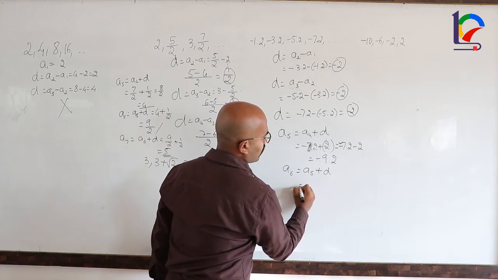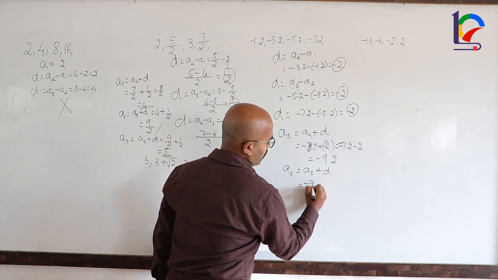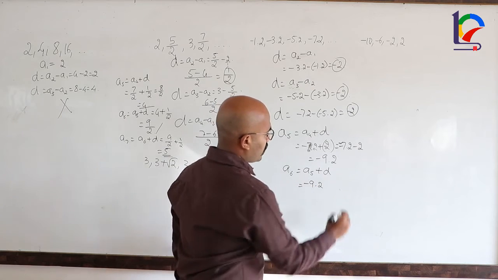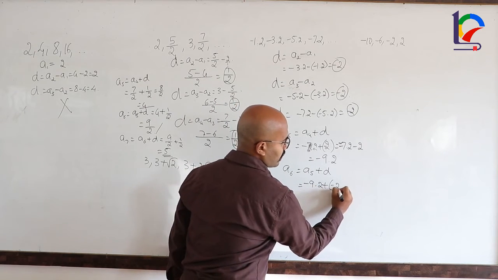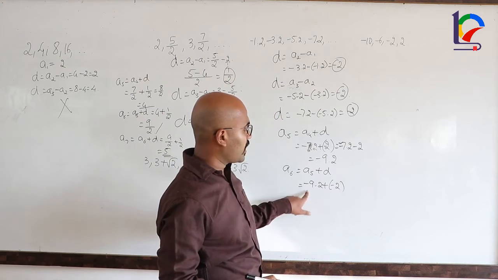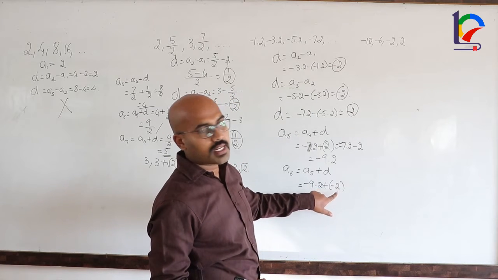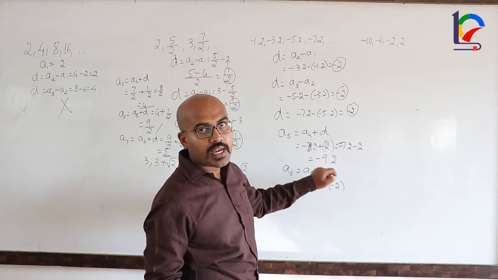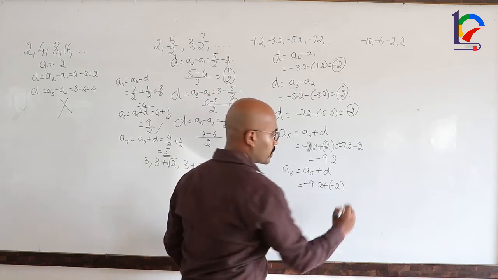So similarly, A6, A5 plus D. What is A5? Minus 9.2. So plus, what is D? Minus 2. So minus 9.2 plus into minus is minus. So minus 9.2 minus 2 is minus 11.2.